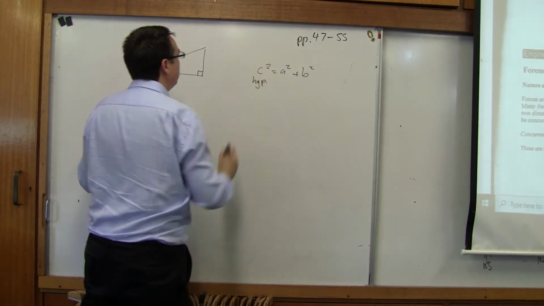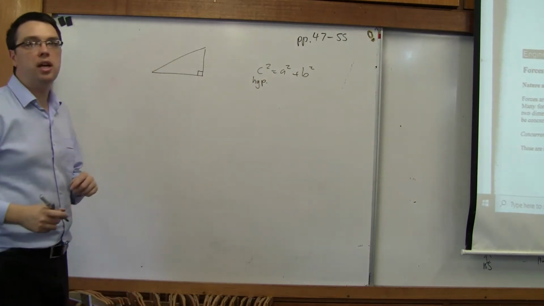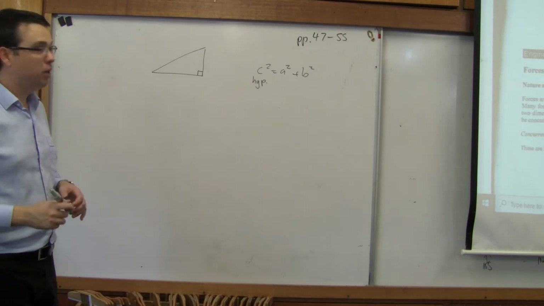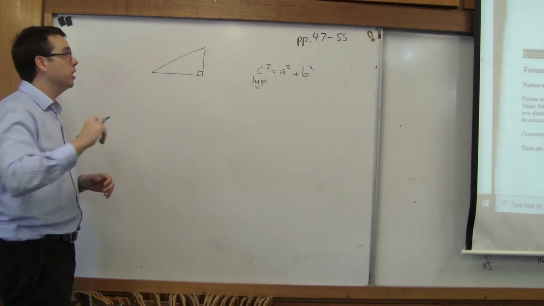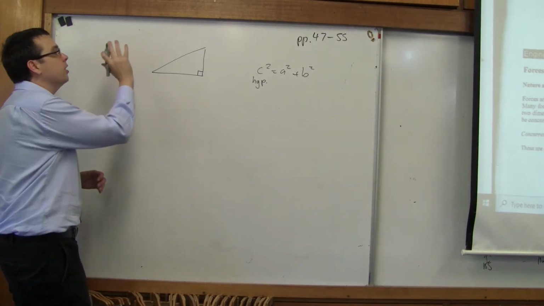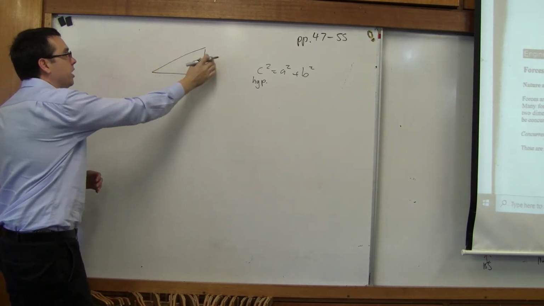I'm going to use HYP for hypotenuse. I'm going to use that as, Flavor Flav would say, don't believe the hype, but that's my Public Enemy reference for today. C squared equals A squared plus B squared.